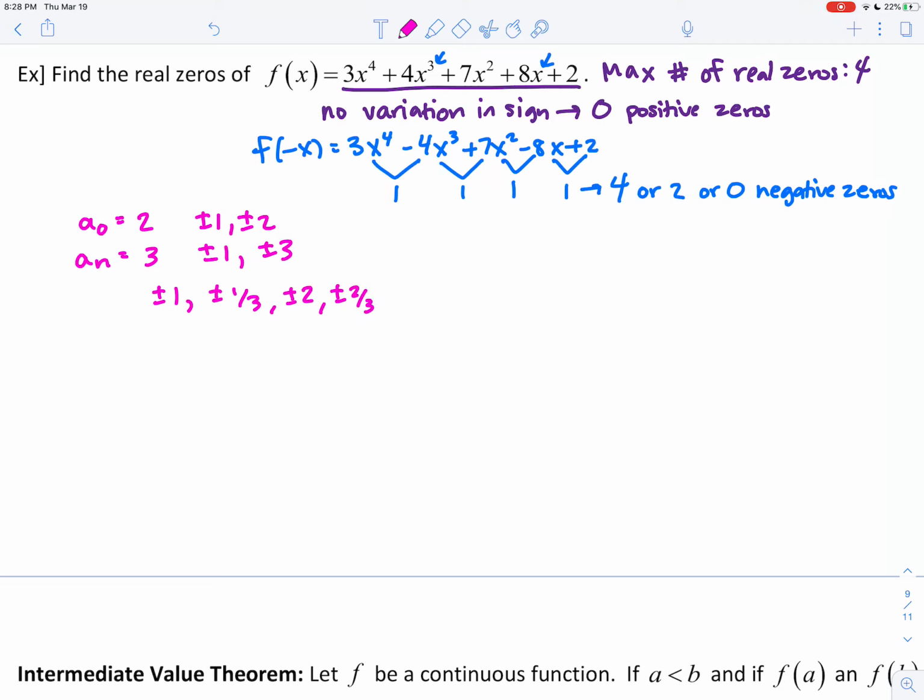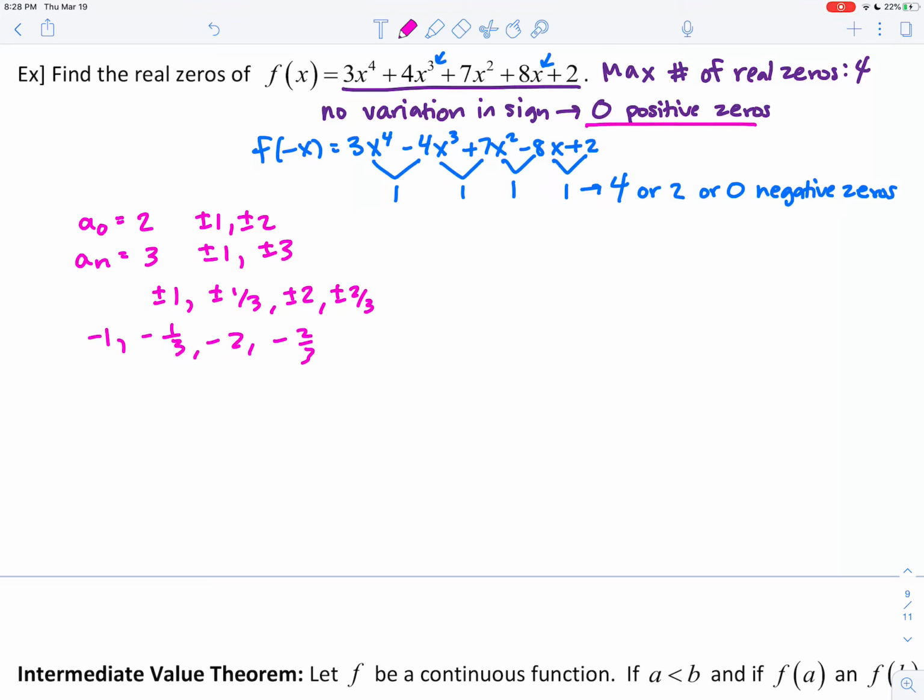But what we can now do is combine that with what we learned from the Descartes' variation in signs to note that none of these positive zeros are actually a possibility. So it's either going to be -1, -1/3, -2, or -2/3. Remember, up here we found out there were 0 positive zeros, so that eliminated half of them right away.